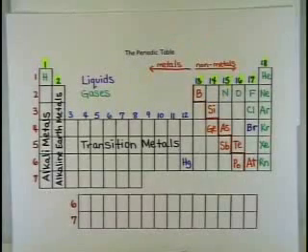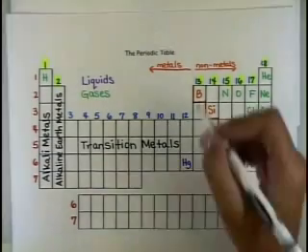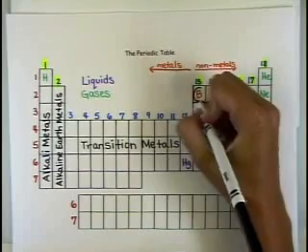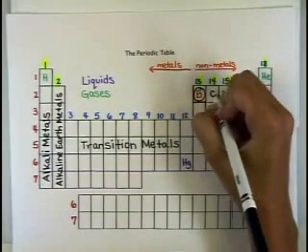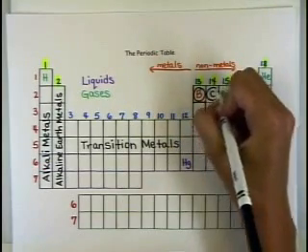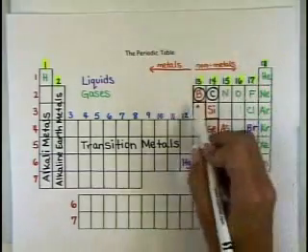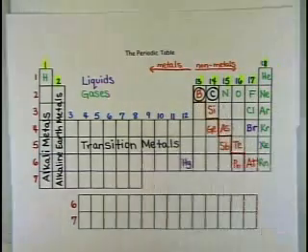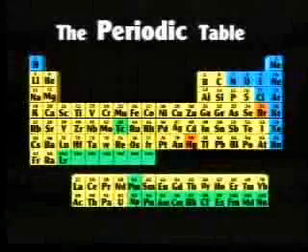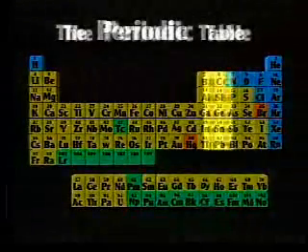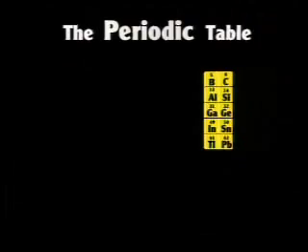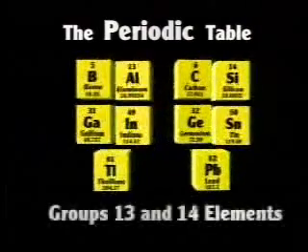Families 13 and 14 have more variation in their properties because they contain metals, nonmetals, and metalloids. These two families are usually referred to by the element on top, the boron family and the carbon family. Members of the groups 13 and 14 probably contain the most varied members of any of the groups of elements.